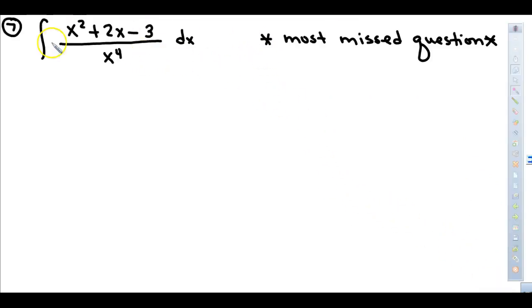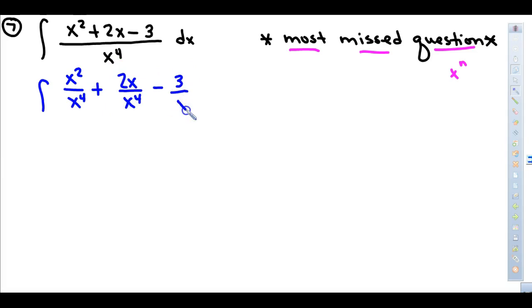Alright, now this problem right here is one of the most missed questions that I see on quizzes and tests. Okay? What you've got to do is you somehow got to take this and change it to a whole bunch of terms that are in the form of x to the n. That's easy to do, you guys. All you have to do is divide each term by x to the 4th. You're going to divide x squared by x to the 4th. Divide 2x by x to the 4th. Divide 3 by x to the 4th.